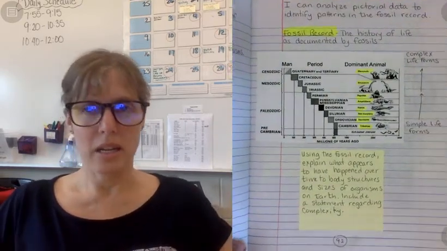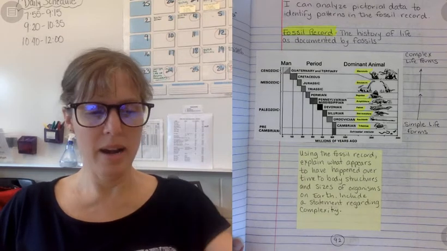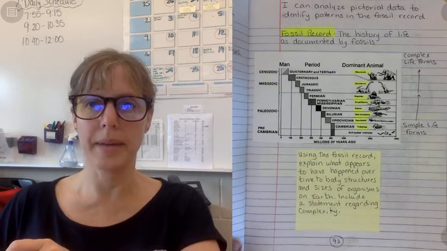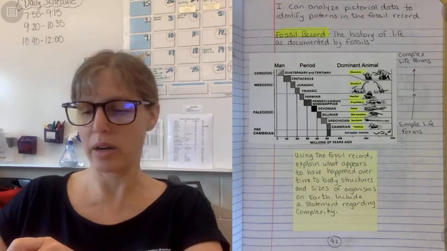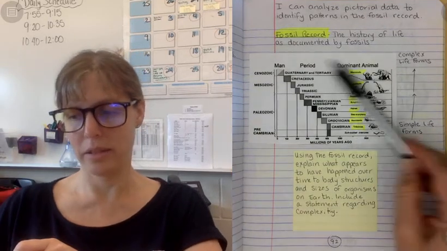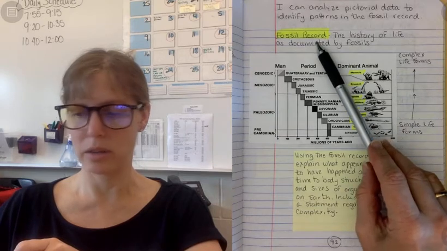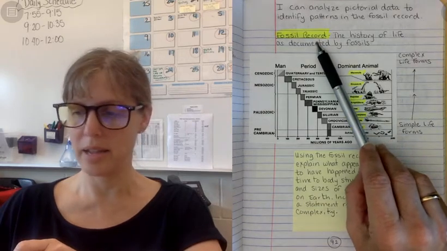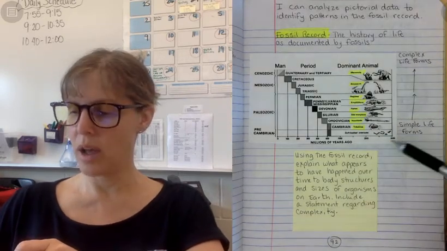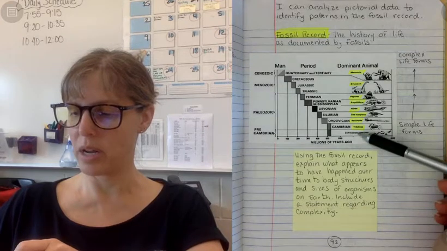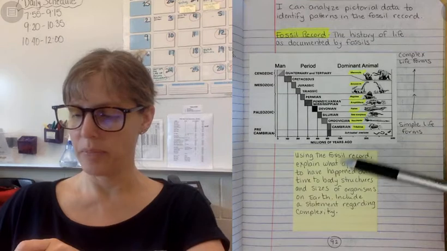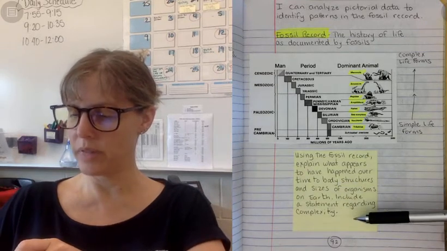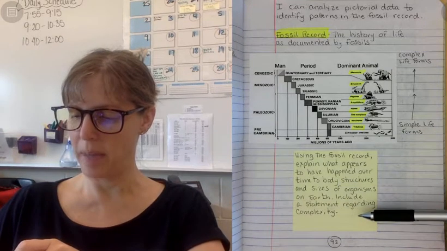Okay. Page 92. All right, I can analyze pictorial data to identify patterns in the fossil record. So this thing right here, this is the fossil record. You should have fossil record written, highlighted, underlined, and defined. You should have written that the simple life forms are here and the complex life forms are a little bit more recent.